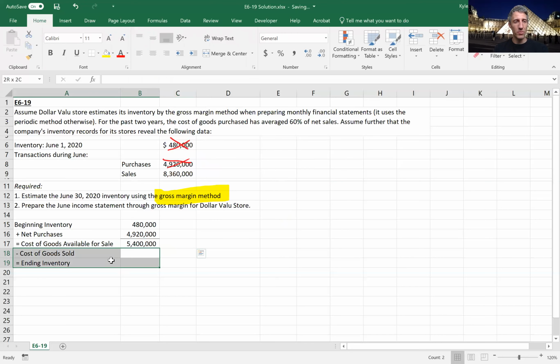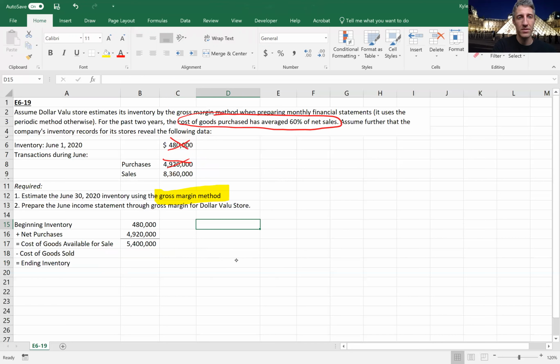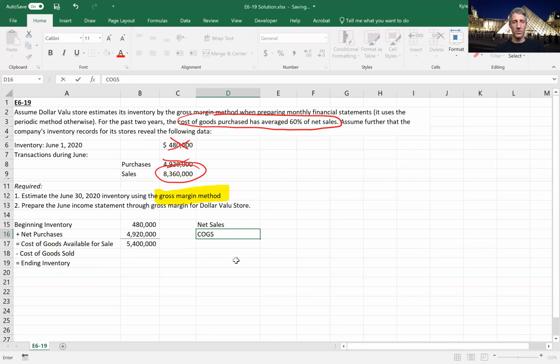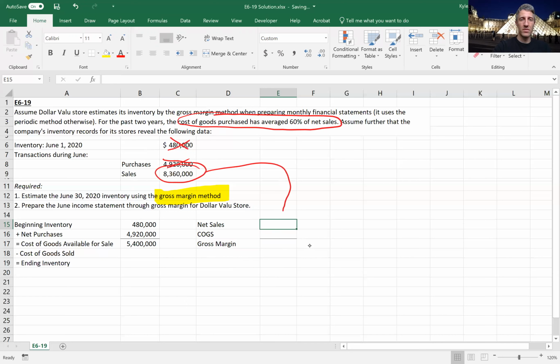What we need to calculate is the cost of goods sold in order to figure out what ending inventory is. In the question, it tells us for the past 2 years, cost of goods purchased has averaged 60% of net sales. And we're given net sales here. So I'm just going to type net sales, cost of goods sold, and gross margin, to get a little template set up. We know sales is $8.3 million.